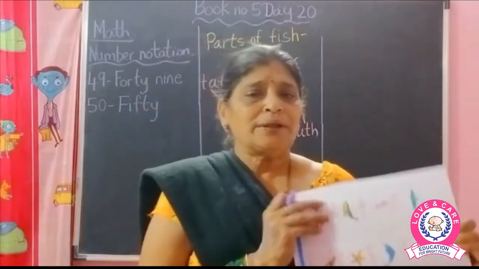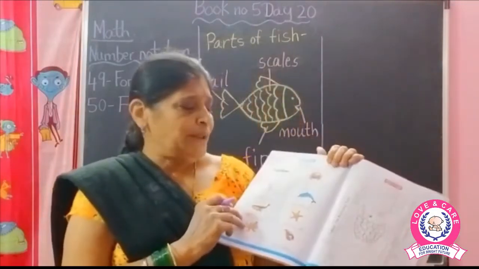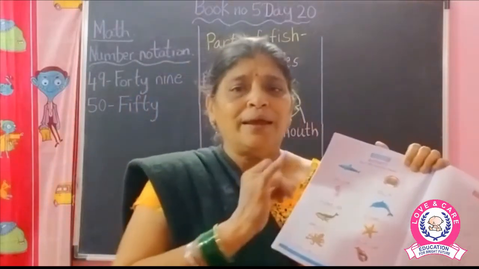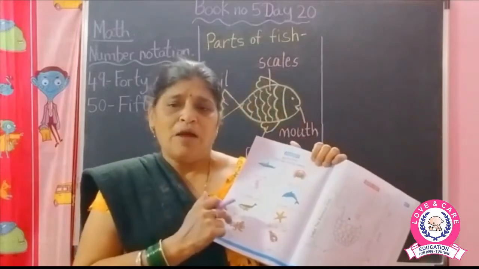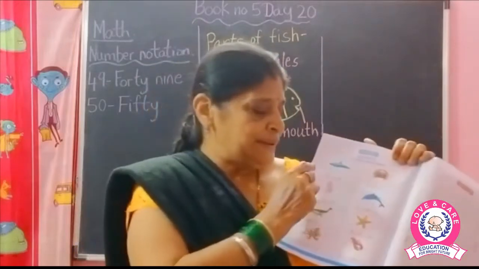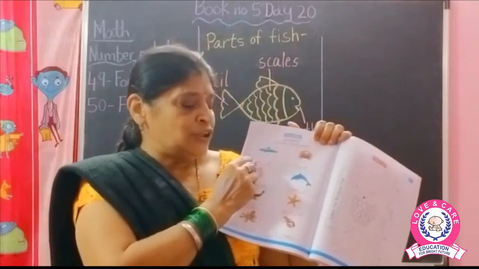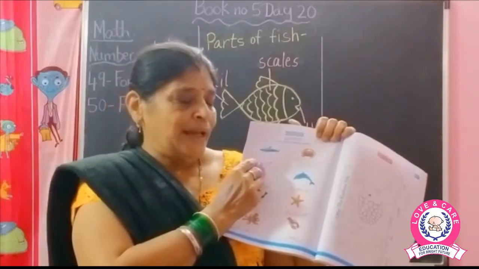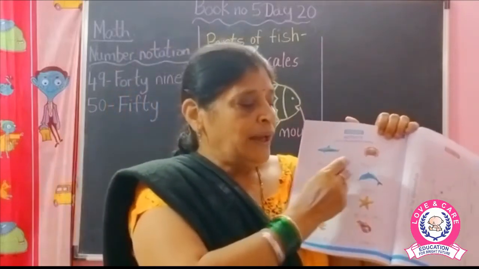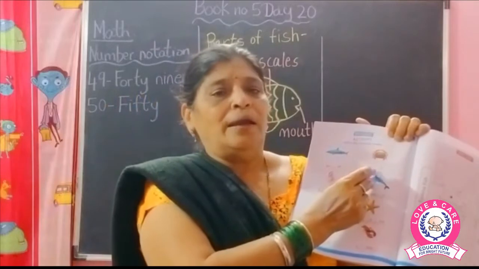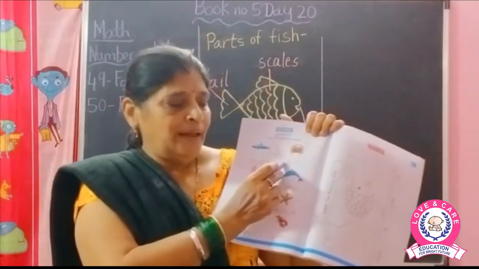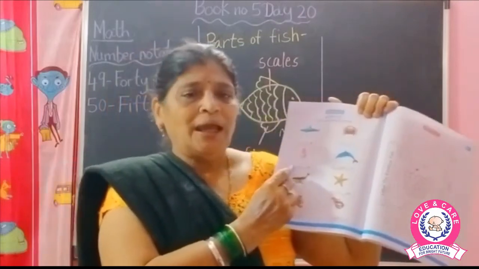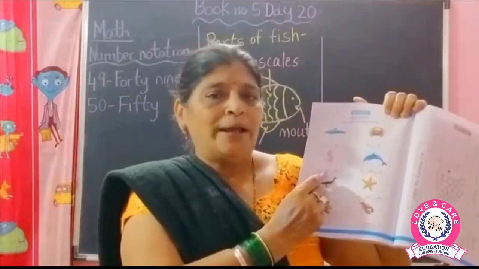Now let's go to the next page. Here is an activity. Fill in the missing vowels. हमने vowels learn किए ना, A, E, I, O, U. So you have to fill in the vowels. Shark, S, H, यहाँ पे A लिखना है, A, R, K, shark. Crab, C, R, A, B, crab. Jellyfish, J, E, L, L, Y, jellyfish.